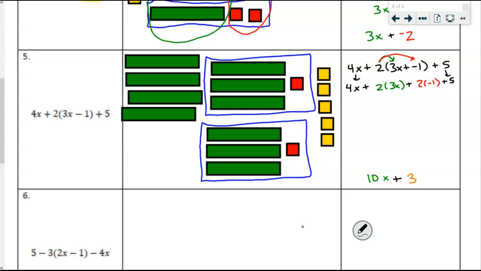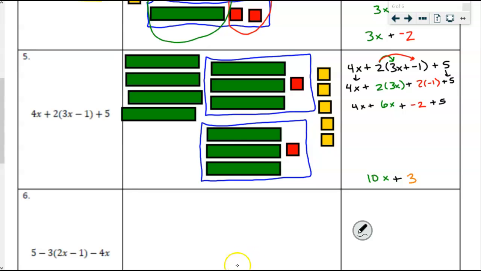And going to take this one extra step, 2 groups of 3x, you can count them up. 1, 2, 3, 4, 5, 6, that's 6x tiles. 2 times 3 is 6. So 2 times 3x is going to be 6x. And 2 groups of negative 1, or 2 times negative 1, is negative 2. And again, that's me just simplifying this part, taking care of those groups. Let's bring down that plus 5 at the end and bring down the 4x plus at the beginning.